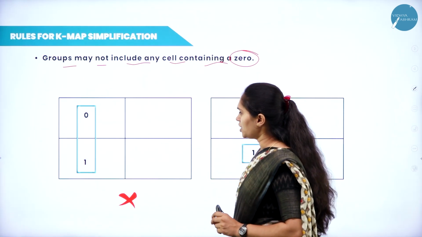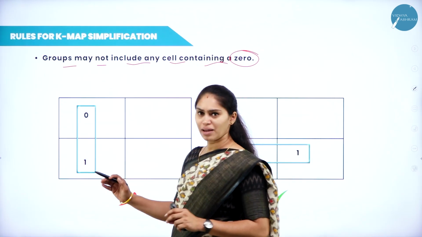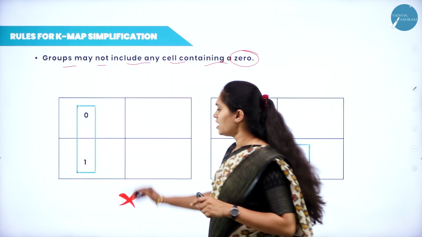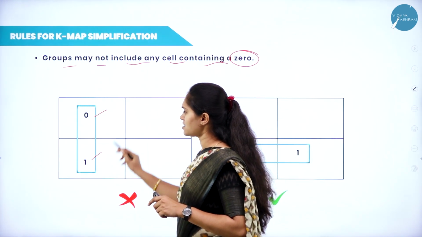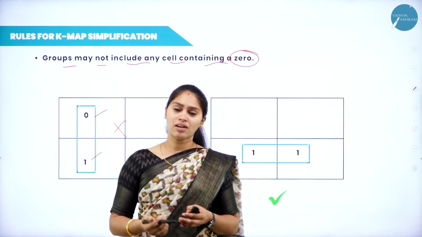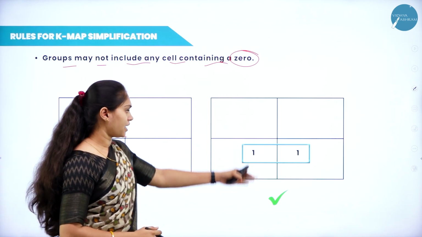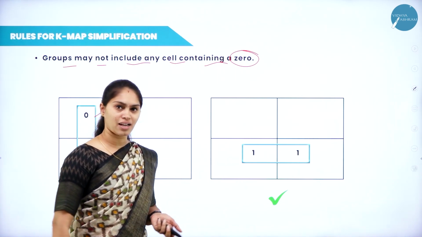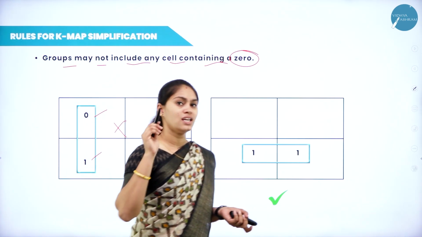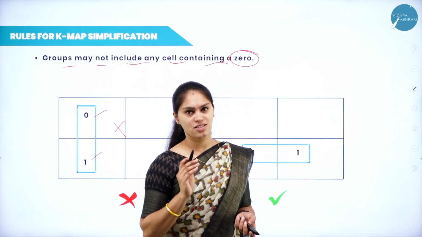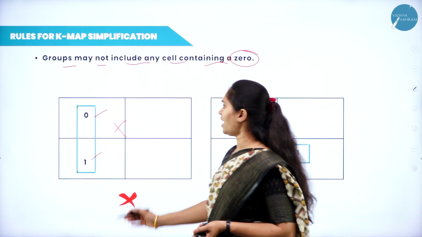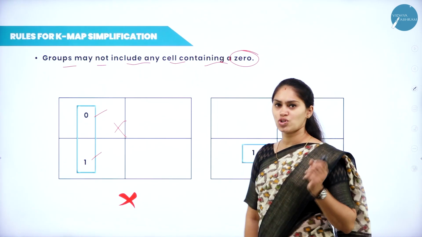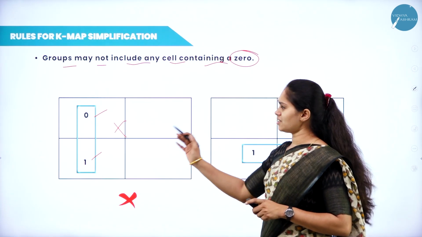For example, you can see here, this is the wrong method. Why? Because I am grouping a 0 and a 1. But this is wrong. When I have a 1 in the cell, I can consider that for the simplification. This is the right method. What is the first rule? The cell should not contain 0. So when we are grouping, the cell should not contain 0. This is the first rule.